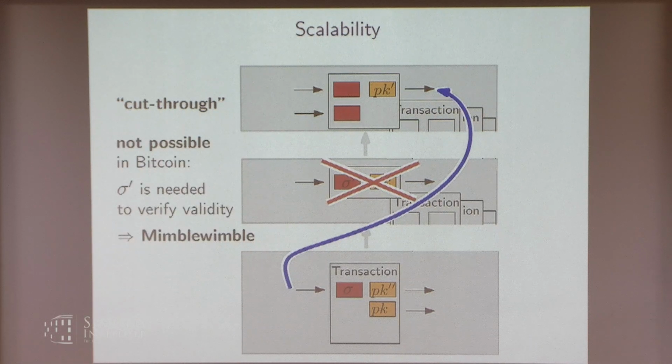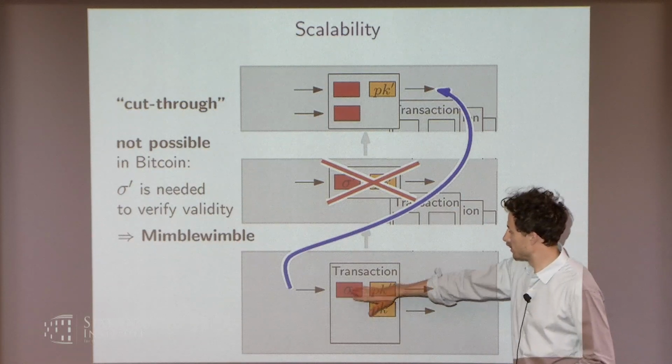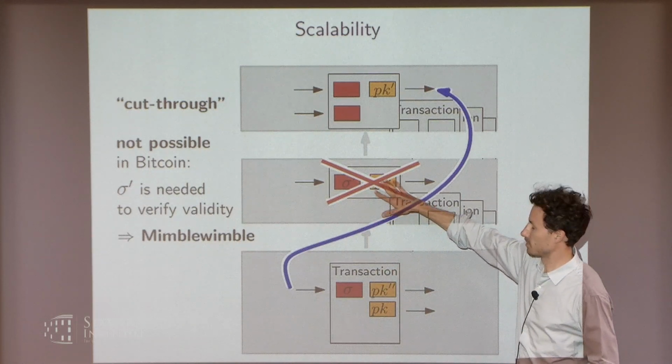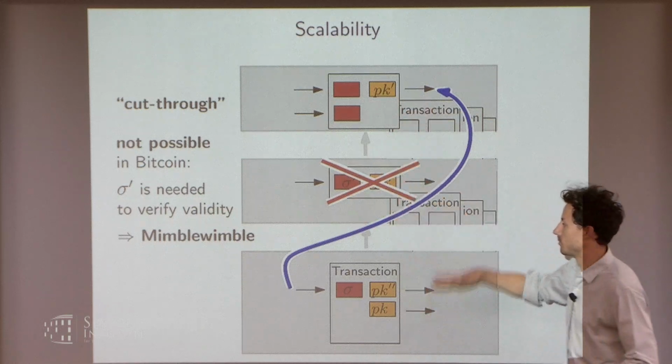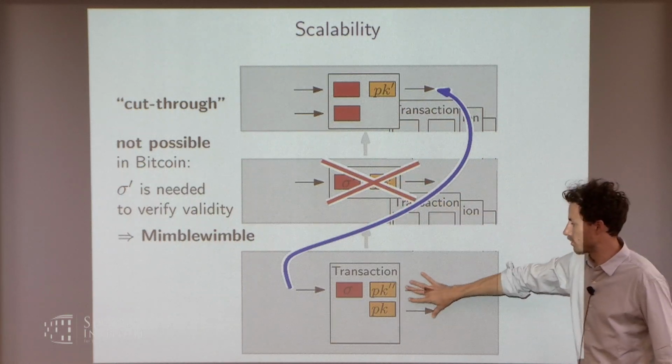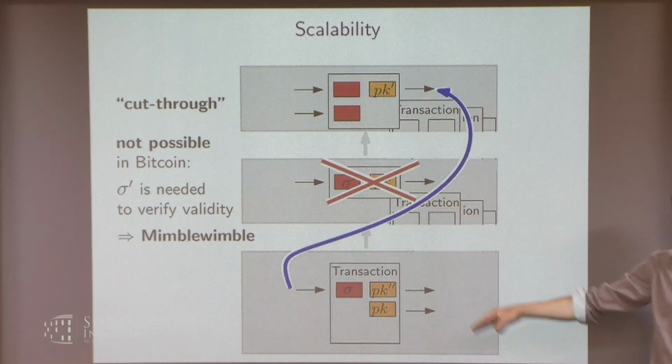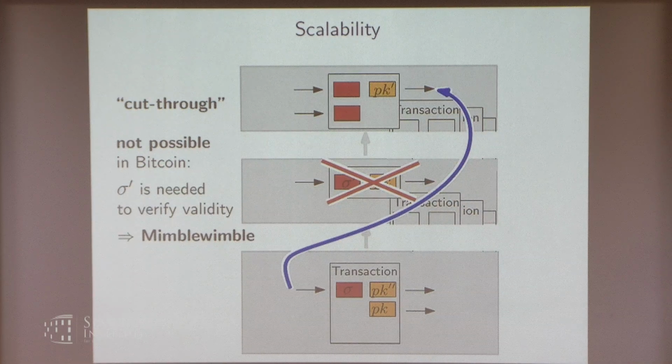Not if you want to have verifiability, because this signature verifies with respect to this public key and so on. So if you want to check that this transaction is legitimate, you have to check all the previous transactions. So this idea of cut-through, that you can just erase transactions that have been spent already in the meantime, does not work in Bitcoin. And that's what Mimblewimble promises to do.